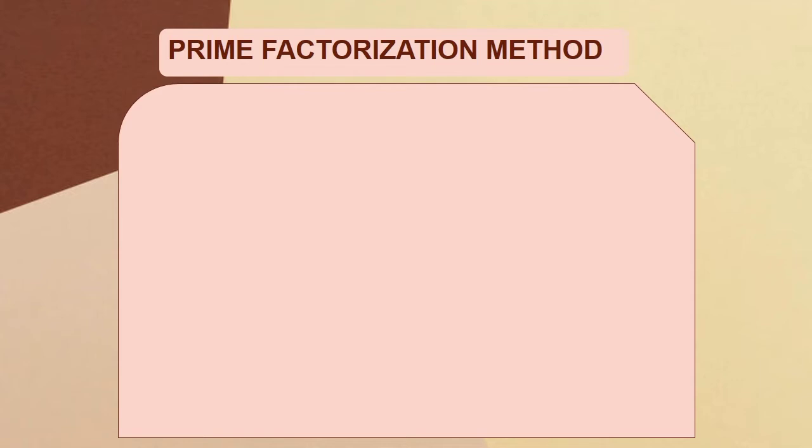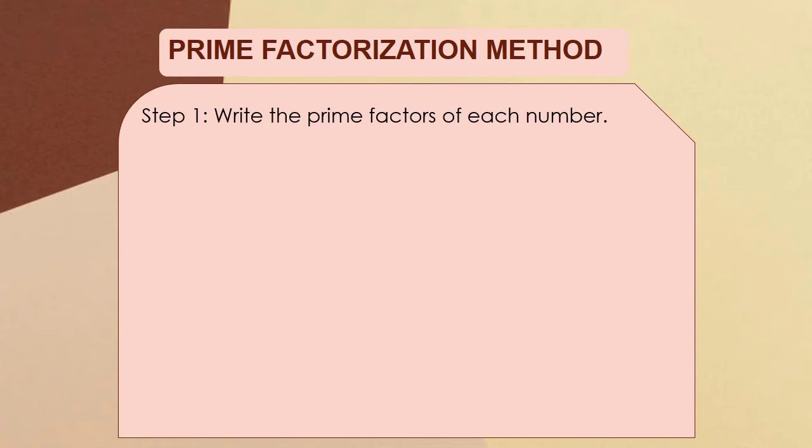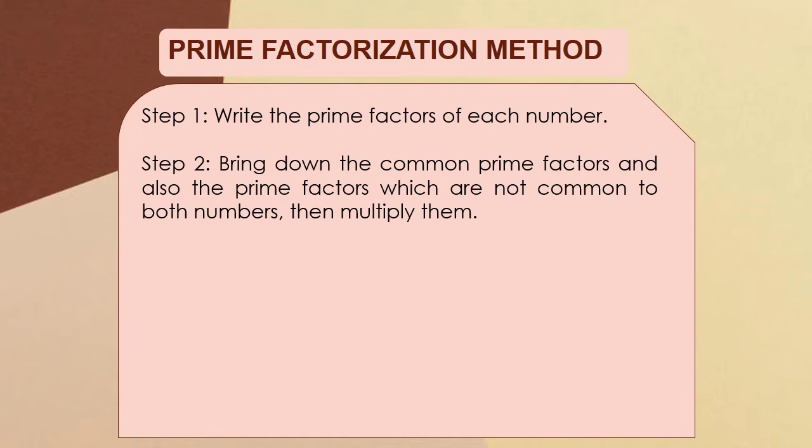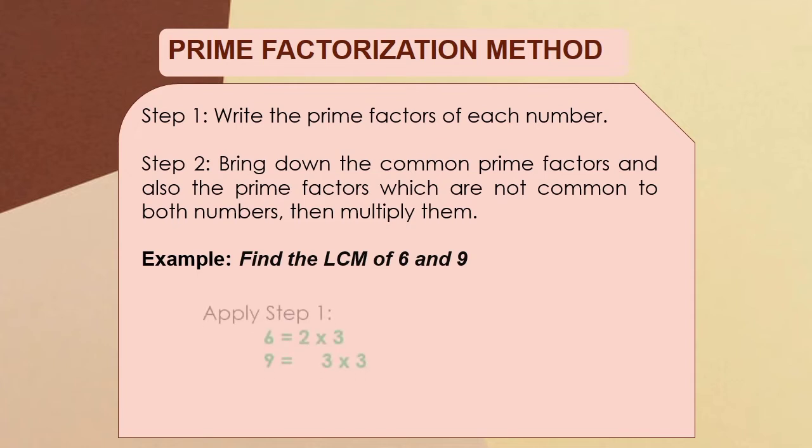Proceed to prime factorization method. Step 1. Write the prime factors of each number. Step 2. Bring down the common prime factors and also the prime factors which are not common to both numbers. Then multiply them. Example: find the LCM of 6 and 9.